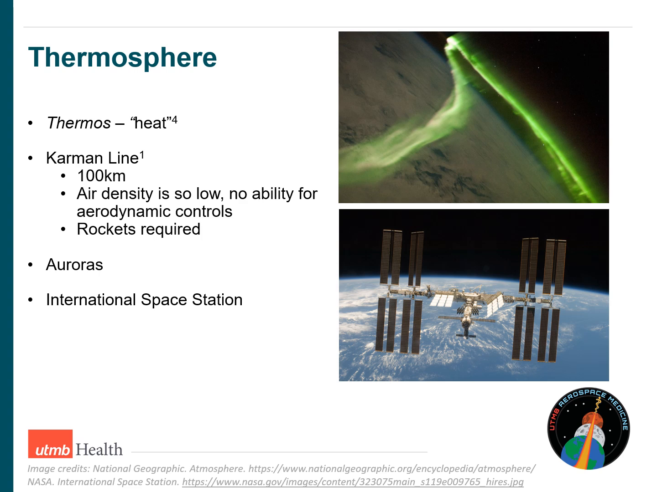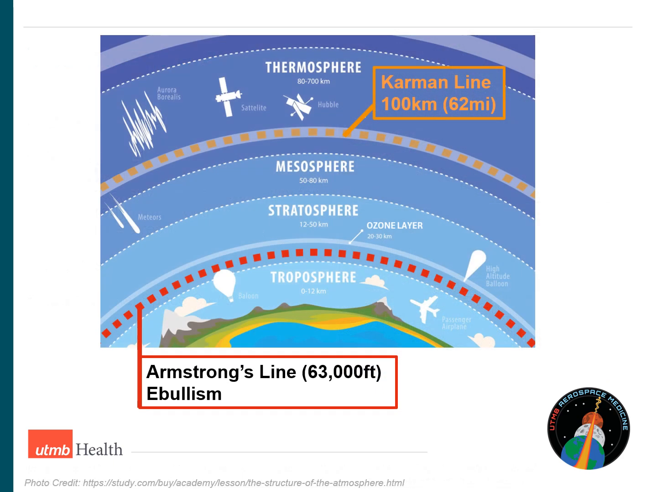The Kármán line has also been used as a designator for space travel, and those who cross it are considered astronauts. Weightlessness is also experienced past or above the Kármán line. As indicated by the photos, the atmosphere in the thermosphere is heavily ionized near the poles, resulting in auroras. The International Space Station sits in the thermosphere, and the curvature of the Earth is visible from this altitude. Here we see both Armstrong's line and the Kármán line. Note that Armstrong's line is depicted in feet, whereas the Kármán line is depicted in kilometers.